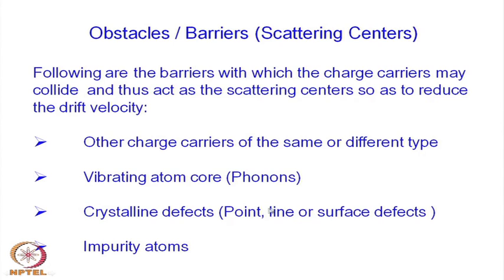Vibrating atom cores, the phonons, the crystalline defects, the point defects, line defects and surface defects, these also add to the increase of resistance of the metals. So, it is not only the crystal structure as such, but the crystalline defects or sometimes dislocations, all of them do contribute some additional resistance to the system. And if you want a very low resistance material, one must have it devoid of all these imperfections and impurity atoms, which we have already discussed in detail.